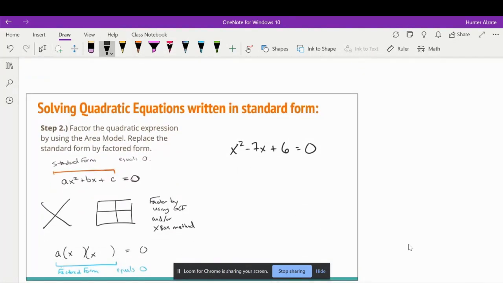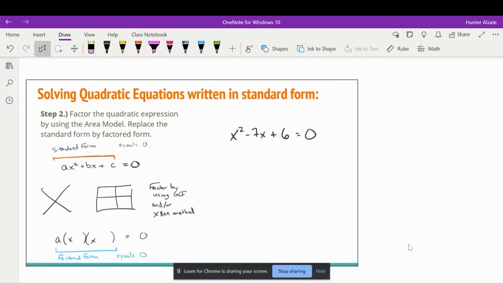Okay, so we finished step 1. Now we're on step 2. Again, pause the video if you need to write down some of these steps, or at least this part. It's a very important part. It's always good to have written English down to help you verbalize your steps. So step 2 says factor the quadratic equation by using the area model. And then we're going to replace this standard form here with the factored form.